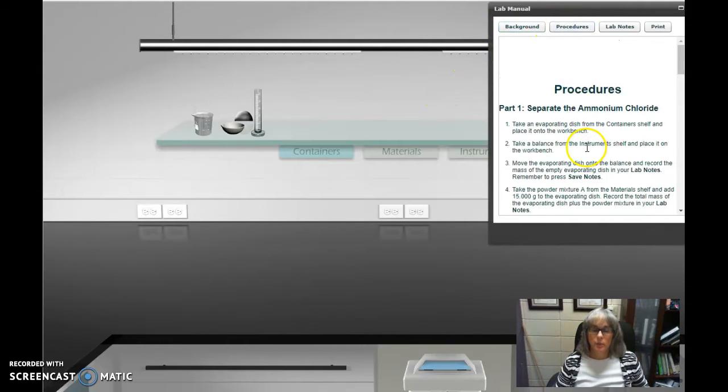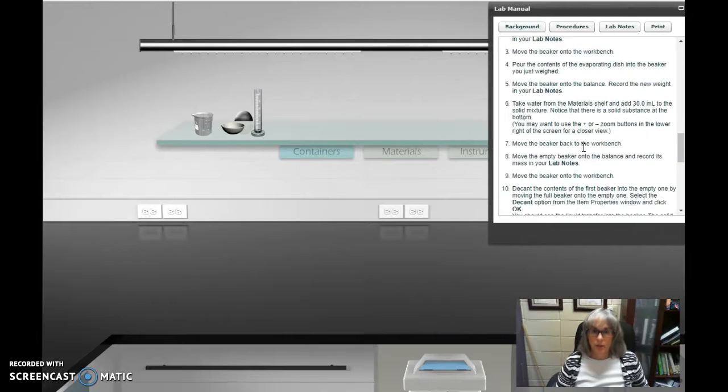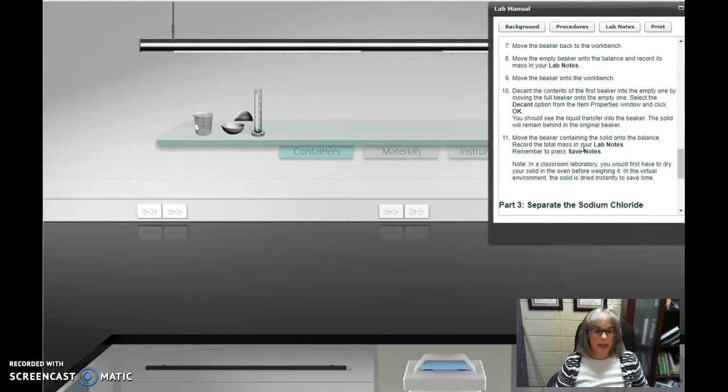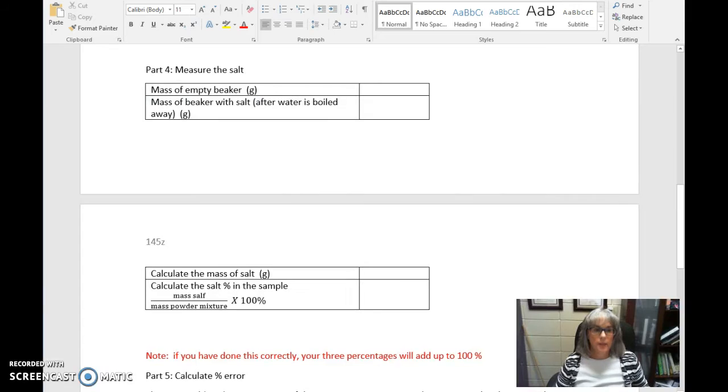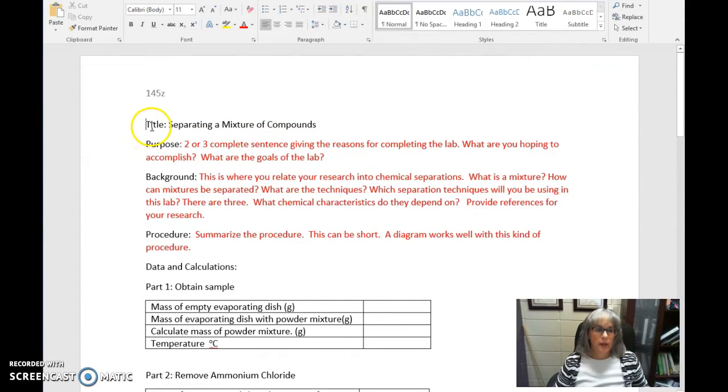Then you'll need to look at the procedures and look through all the procedures and figure out what it is that you'll actually be doing for this lab. When you're done with that, you need to download your lab report sheet. All this red is going to be replaced with your own work. For example, for your purpose, you'll write your reasons for completing the lab.